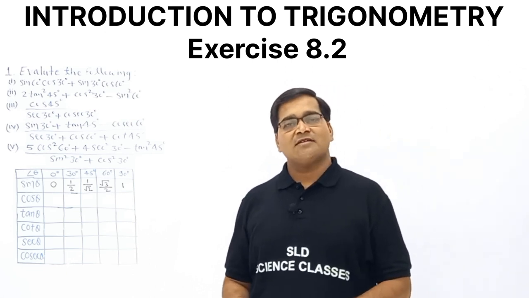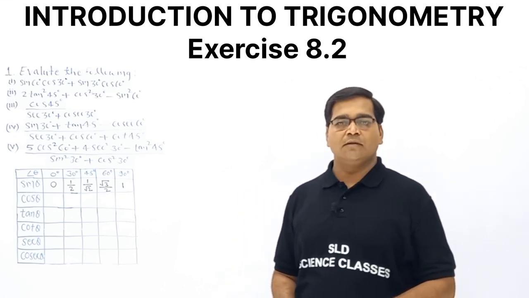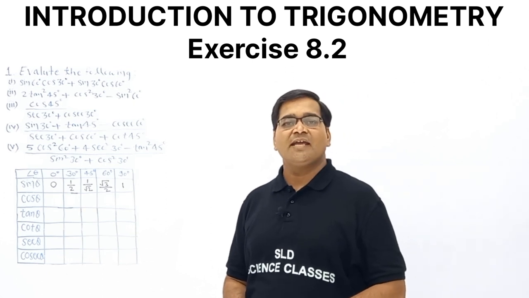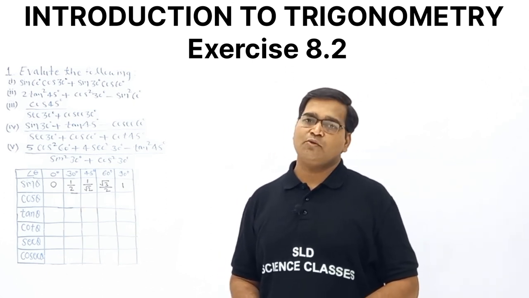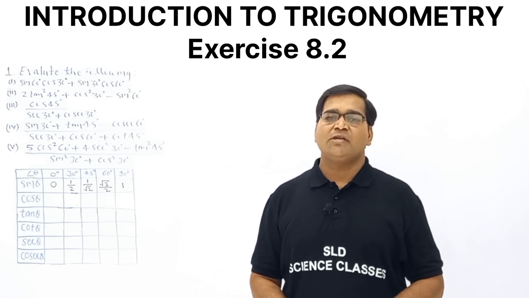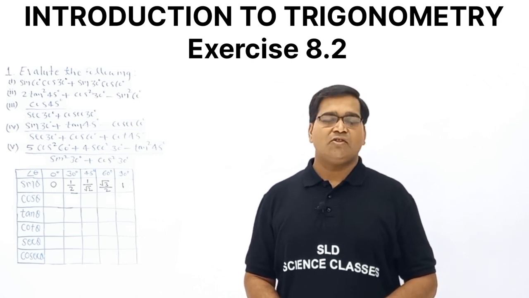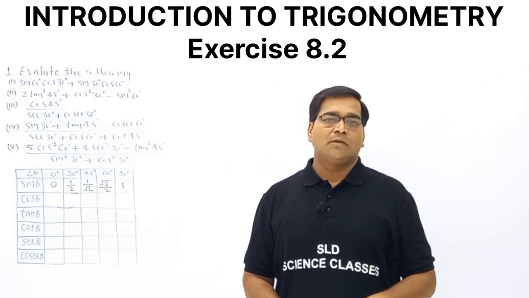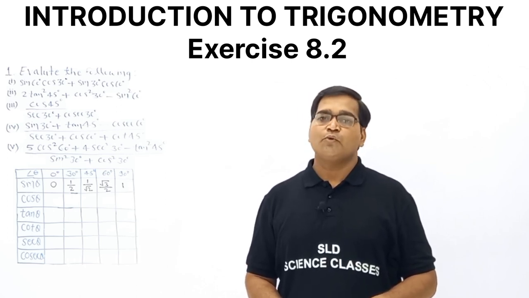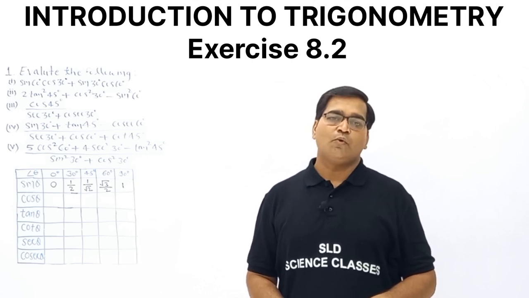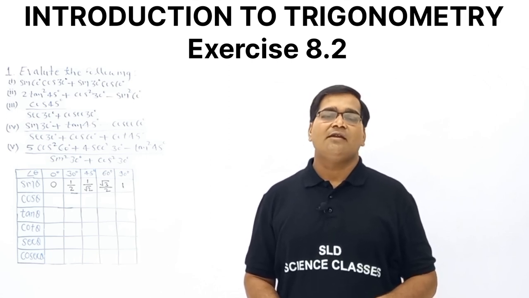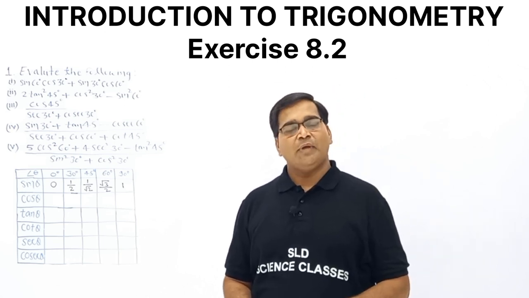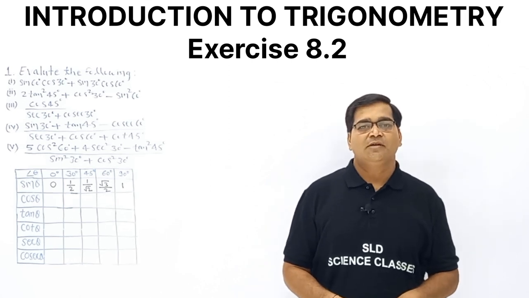So, in exercise 8.1, we studied trigonometric ratios. We have 6 trigonometric ratios: sin theta, cos theta, and tan theta, and the reciprocals of these. The reciprocal of sin theta is cosec theta, the reciprocal of cos theta is sec theta, and the reciprocal of tan theta is cot theta. So we have 6 trigonometric ratios.